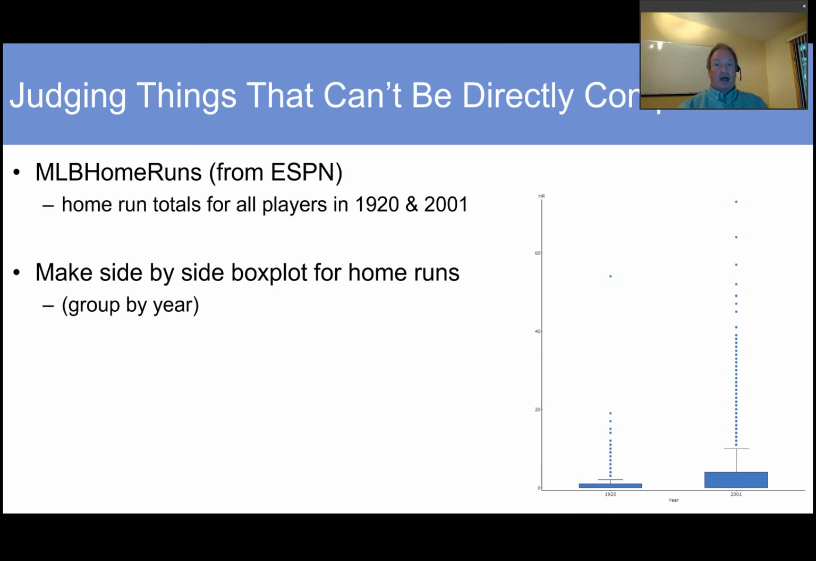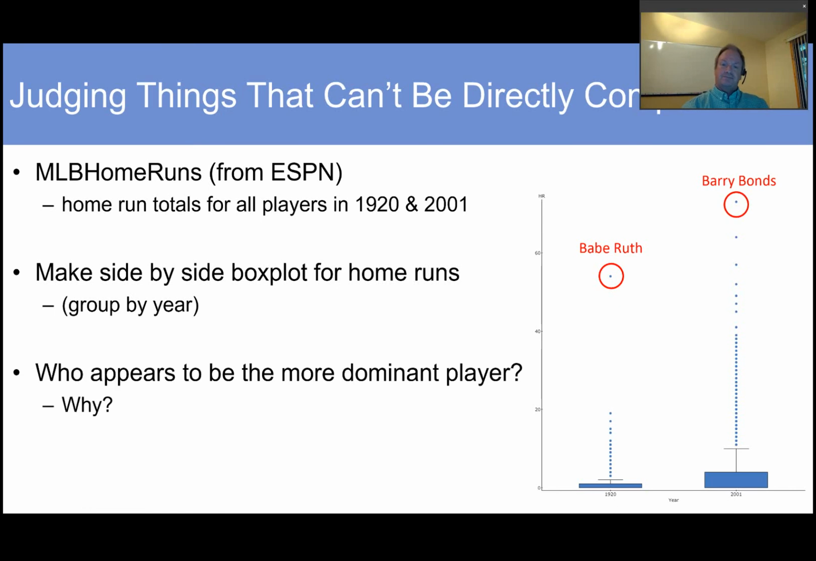And we can see, without running any statistical tests, that clearly Babe Ruth is much more dominant than Barry Bonds. Here's Babe Ruth. Notice at 54, the next closest player is way down here at 19. So Babe Ruth basically hits close to 3 times more home runs than the next closest person. Whereas Barry Bonds has more home runs, but again, the next closest player is a lot closer to Barry Bonds than for Babe Ruth. So Babe Ruth totally dominates.